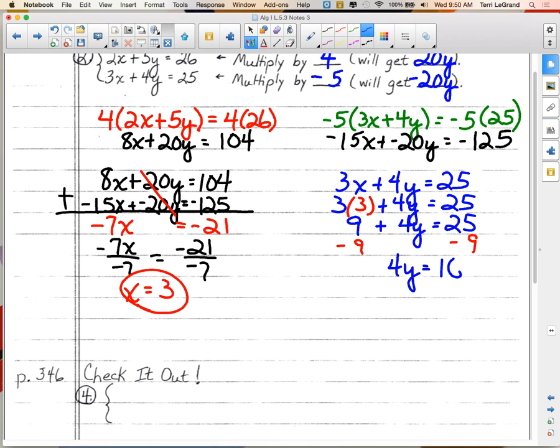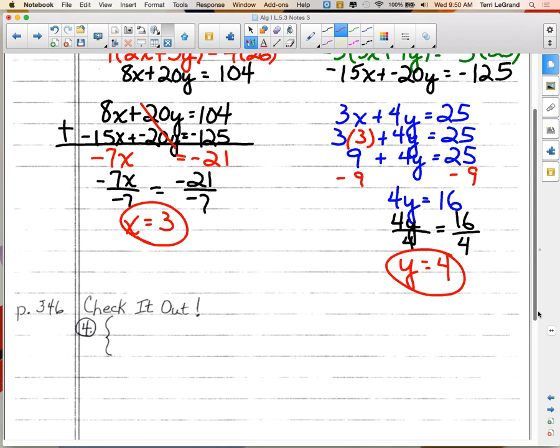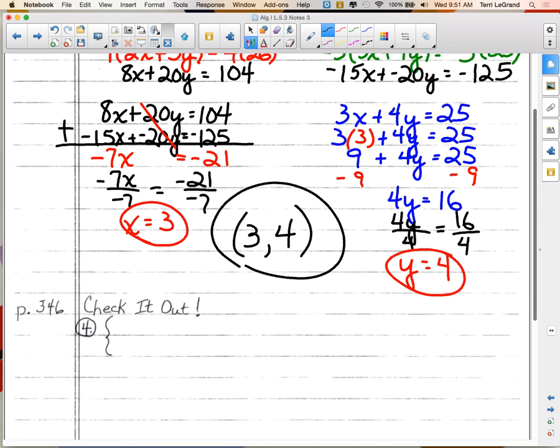This is typically the step that takes the most amount of work. I feel like it should be the one that does, but it does. And when you're done, you can see if you agree with me. So whether you solve for y first or you solve for x first, we all should get the same ordered pair solution in the end, which should be ordered pair 3, 4. Agree? Disagree? Agree? Okay.